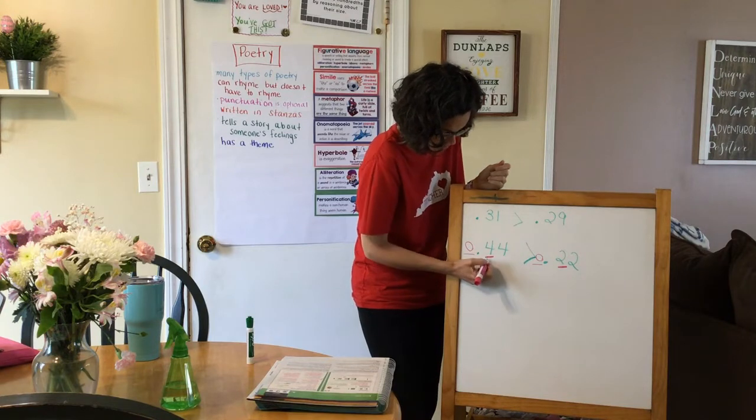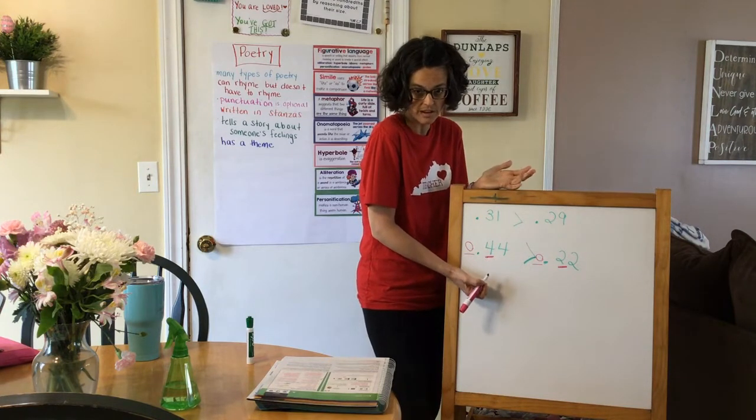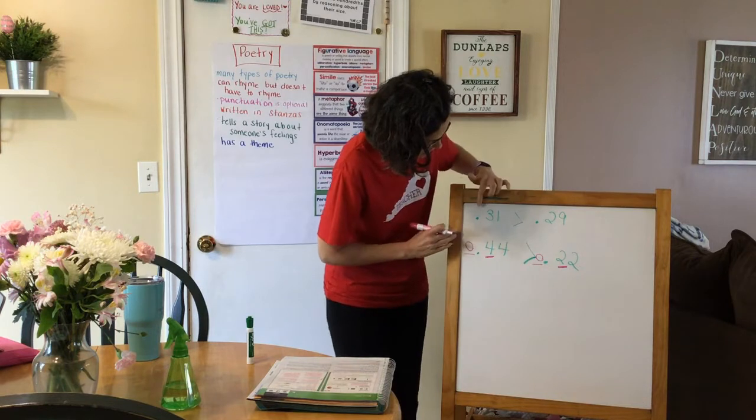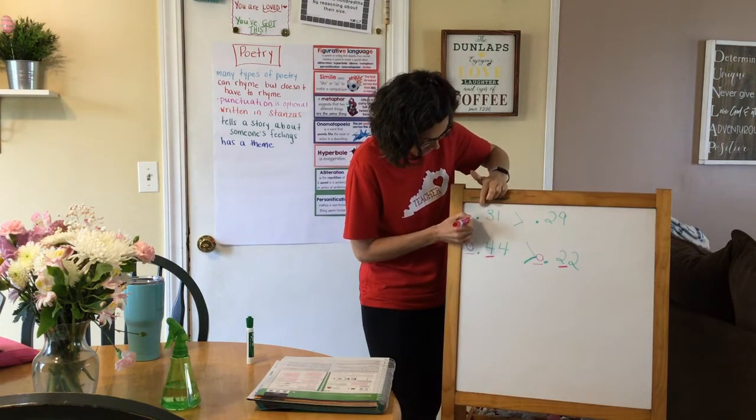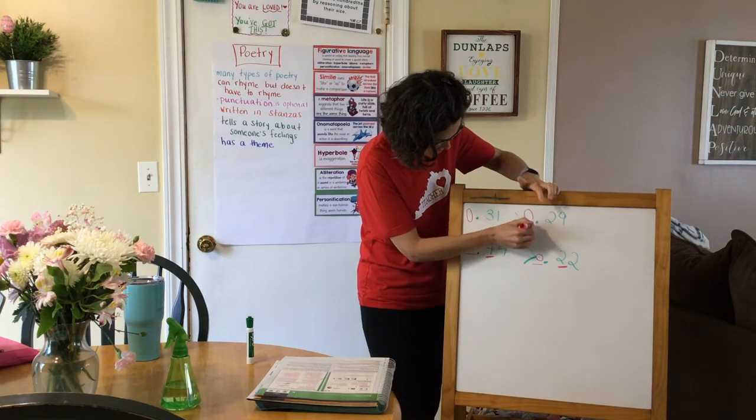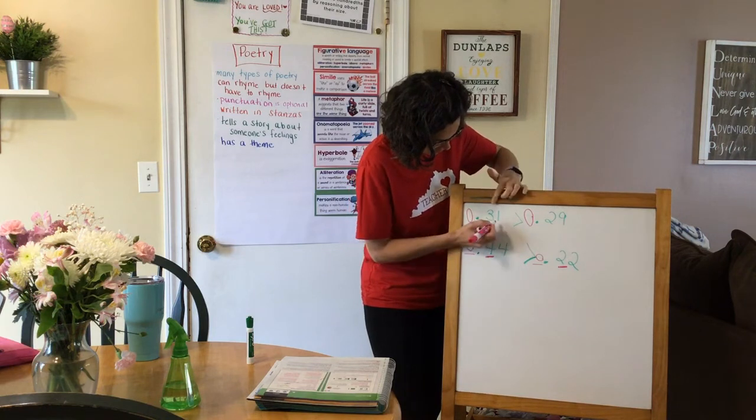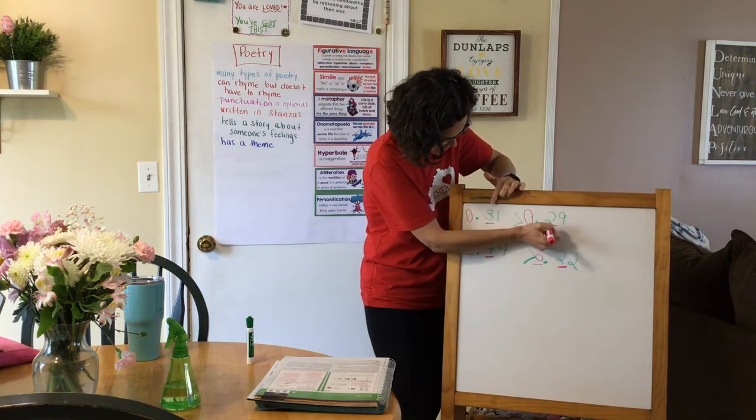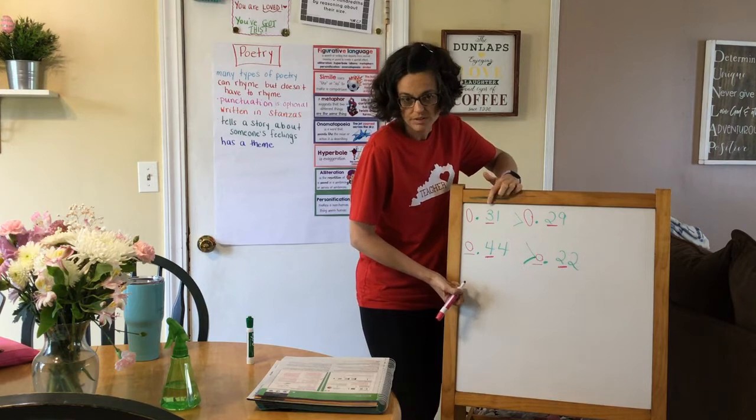So that lets you know, hey, that's your number is greater. Boom, done and done. All right, take a look up here. If we go, our whole numbers are the same. They both have a 0. So now we compare our tenths, 3 and 2. Well, which is more, 3 tenths or 2 tenths?